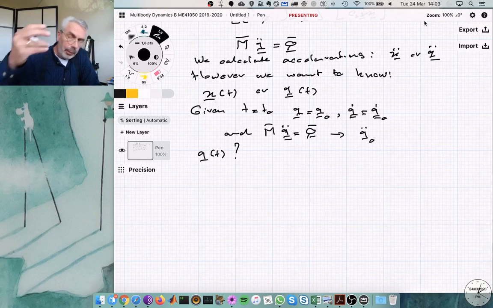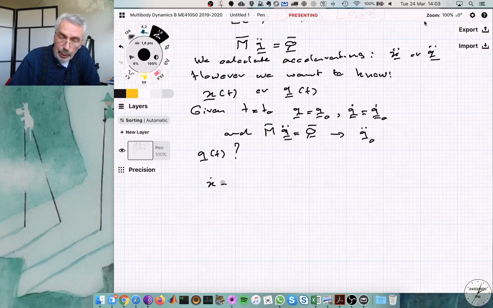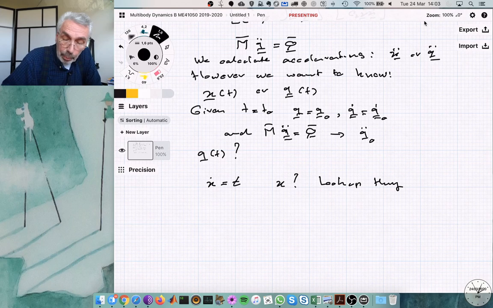Well, if you go back to your math from the past, say x dot is t. How do I find x? Actually, that you have to look up. That's a sort of lookup table. Of course you know some general rules for finding primitives, but in principle you have to look it up.